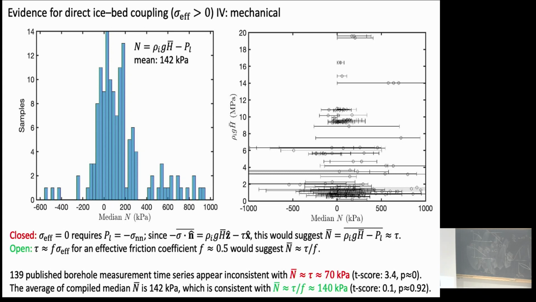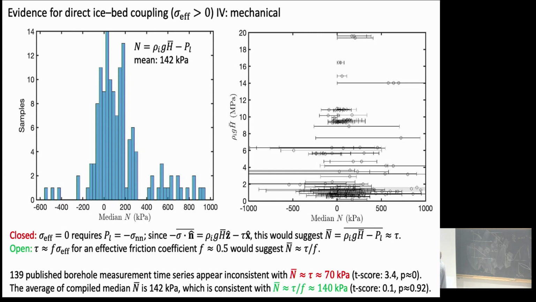Okay, now you might think that just drilling holes would be the way to go about things. This is a compilation of borehole data, where remember that in a borehole you don't know what the normal stress in the ice is, but you can say what the average is over some distance. You can measure the water pressure. These are all different holes, just 139 holes, drilled to the bed in Antarctica and Greenland and wherever else Colin could find data. And the point is just that the median of those data points is about 140 kilopascals.